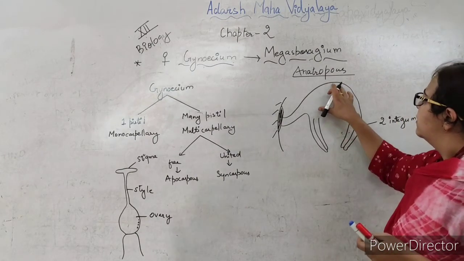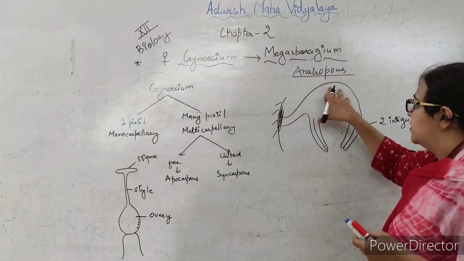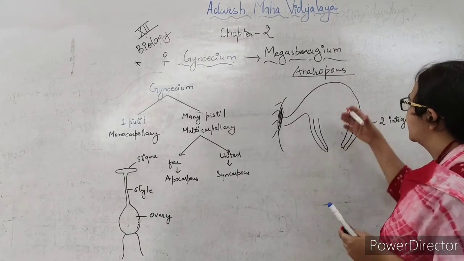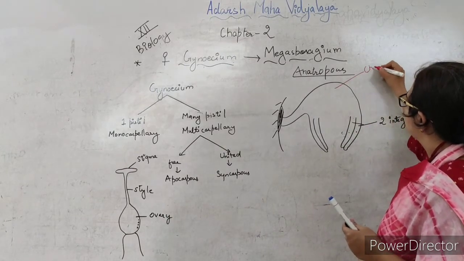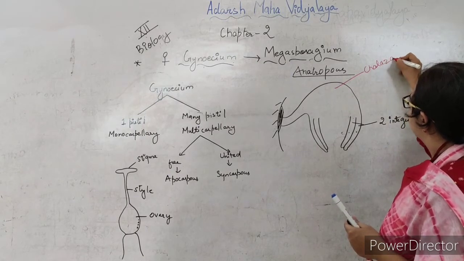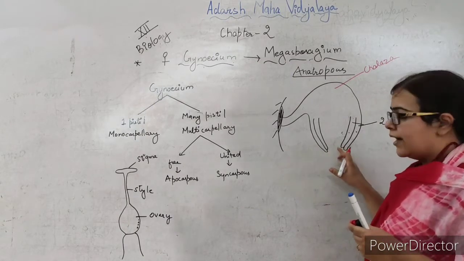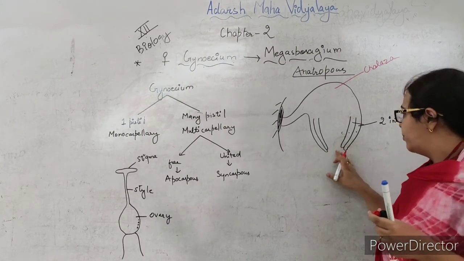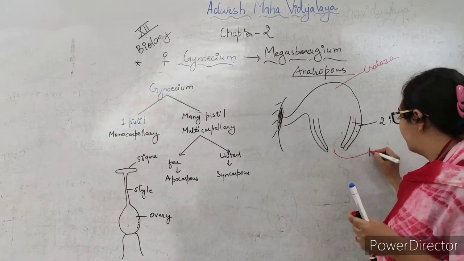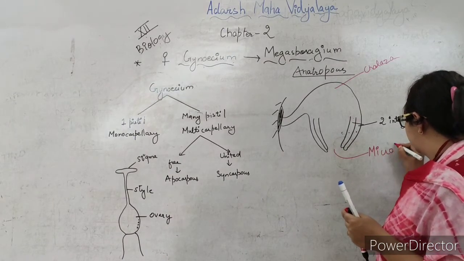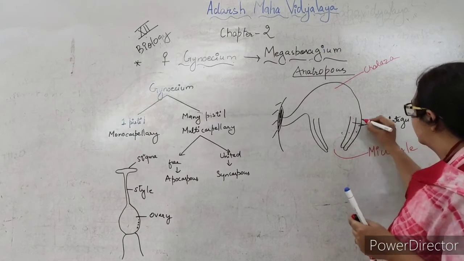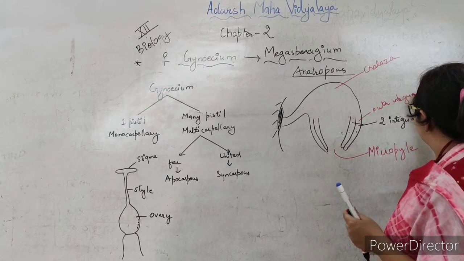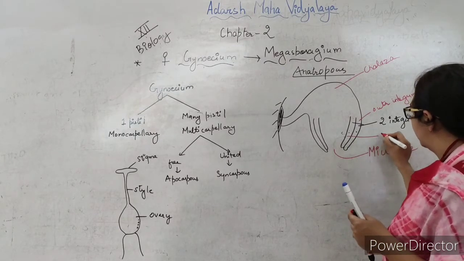Now the end at which these integuments seem to be joining is called the chalazal end, and the end at which these integuments are not joining and there is a pore like formation is called the micropylar end. This is the outer integument, and this is the inner integument.